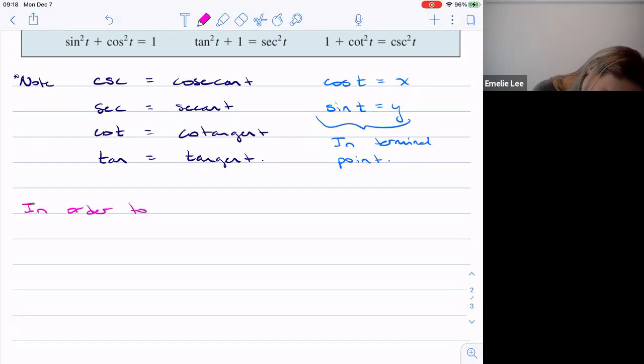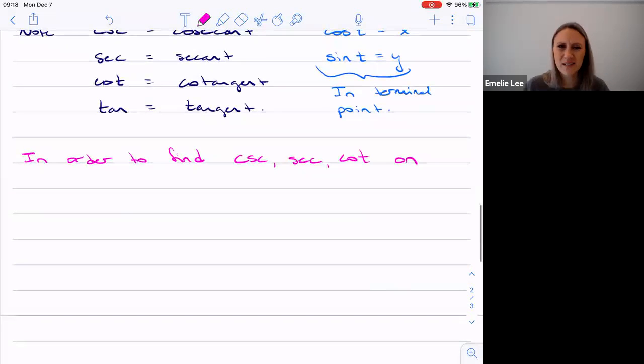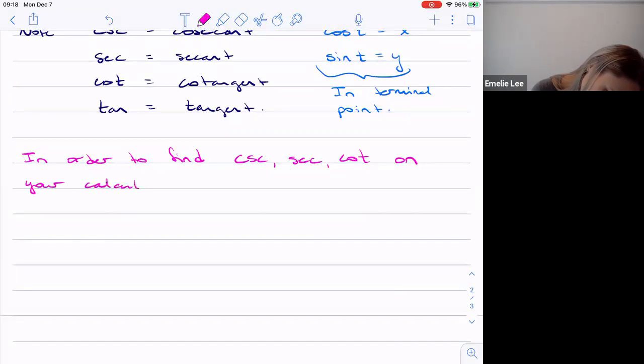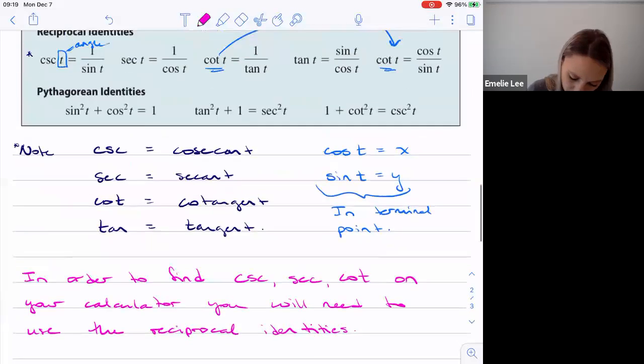In order to find cosecant, secant, and cotangent on your calculator, you will need to use the reciprocal identities. Right, which is this.